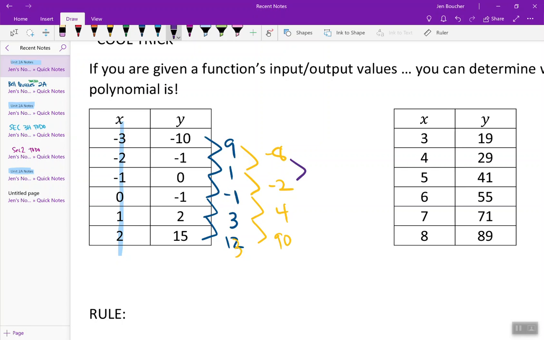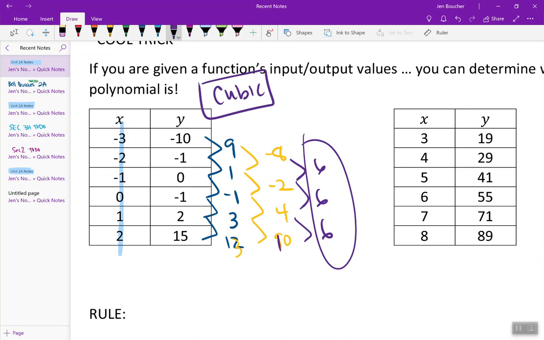But this one would be up 6. This one would be up 6. That's a 10. This one would be up 6. These are all the same. And because it took me 3 times doing that to get there, I can say that this function represents a cubic function. So it's the degree, not the number of terms.